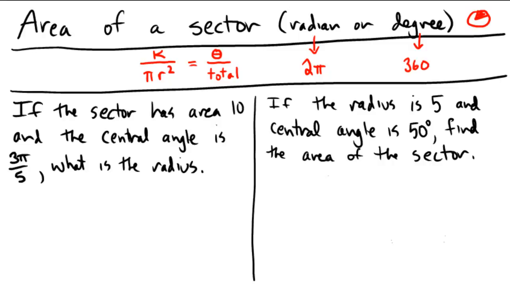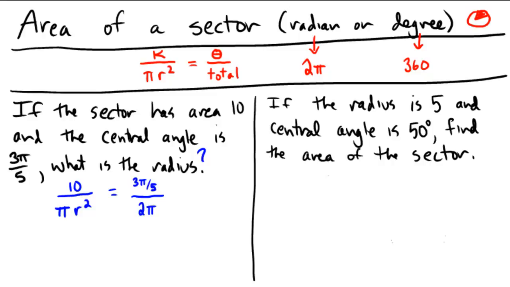So in the problem on the left, it says the sector has area 10, so k is 10, over pi r squared. The radius is the question, right? What is the radius? So that's going to be an r squared located right there, equals the angle measure, which is given as 3 pi over 5, and since this means you're in radian mode, the total is going to be 2 pi. So that sets us up with a proportion, a ratio equals a ratio.